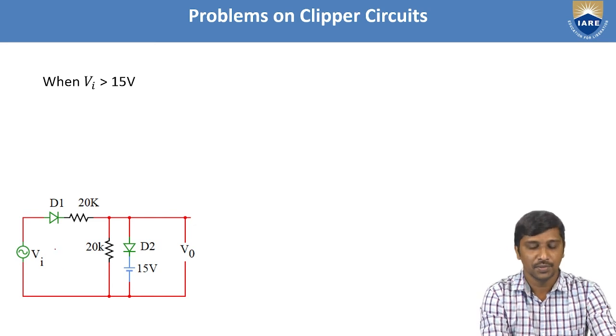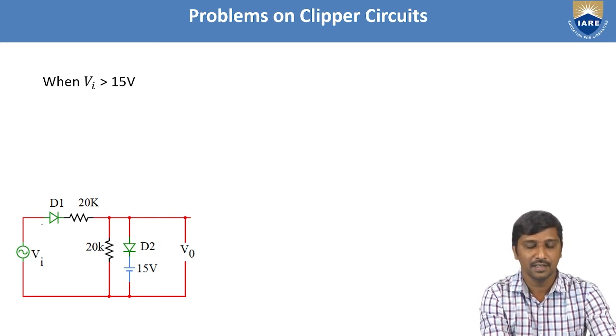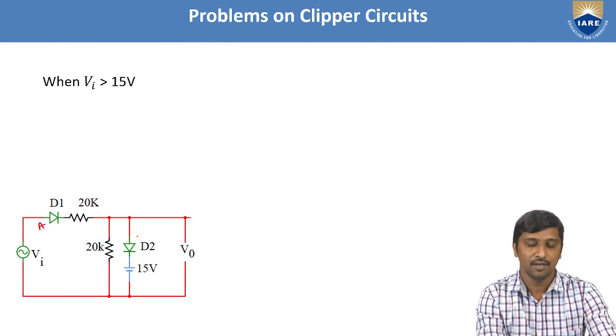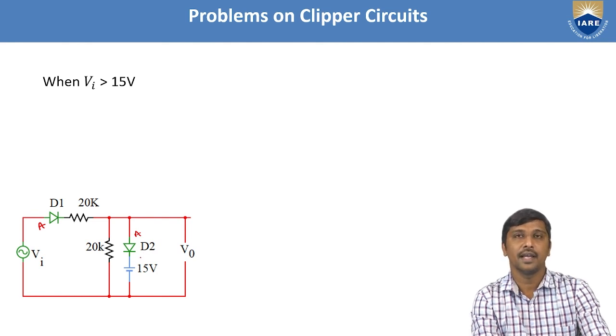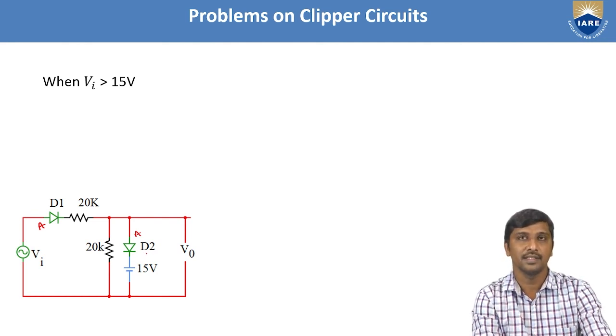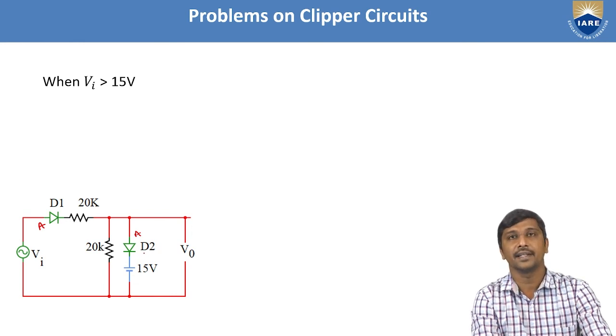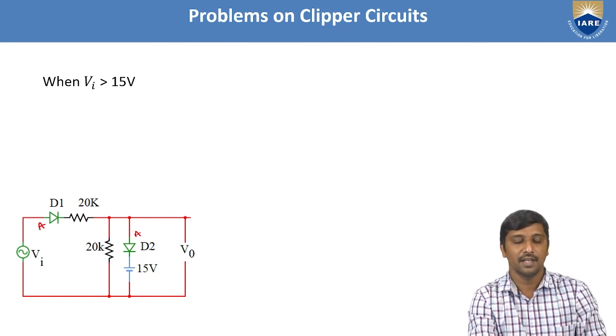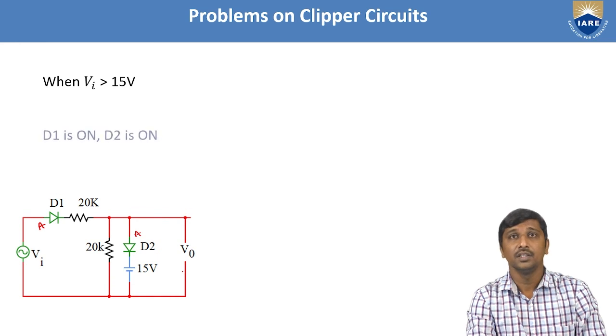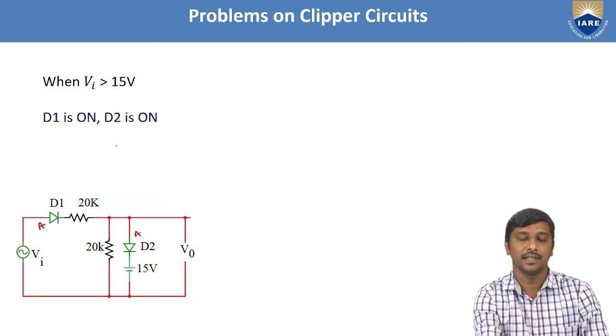Now you can observe in this circuit, if the input is greater than 15 volts, the 15 volts is passing through the anode of D1. Similarly, the larger voltage is again passing through the anode of D2. So both the diodes enter into the forward bias mode. Hence, both the diodes are in the conducting state, which is represented as the on state. D1 and D2 are in the on state. Under this condition, we observe that both the diodes are on, D1 is on and D2 is on.